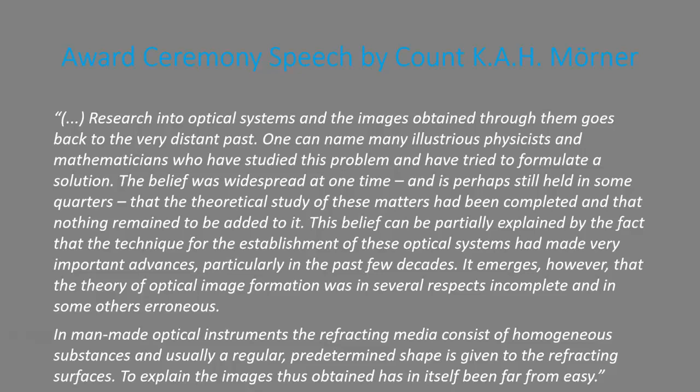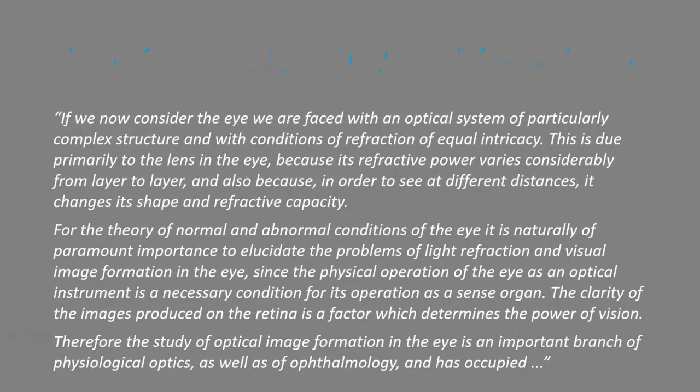In man-made optical instruments, the refracting media consist of homogeneous substances, and usually a regular, predetermined shape is given to the refracting surfaces. To explain the image thus obtained is in itself far from easy. If we now consider the eye, we are faced with an optical system of particularly complex structure and with conditions of refraction of equal intricacy. This is due primarily to the lens in the eye, because its refractive power varies considerably from layer to layer, and also because, in order to see at different distances, it changes its shape and refractive capacity.